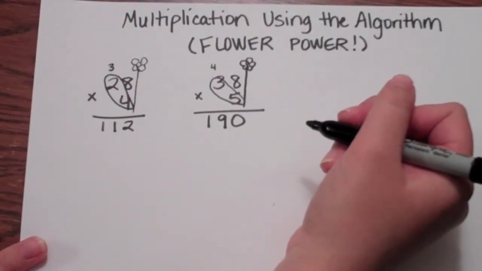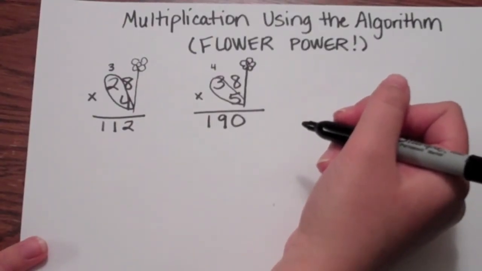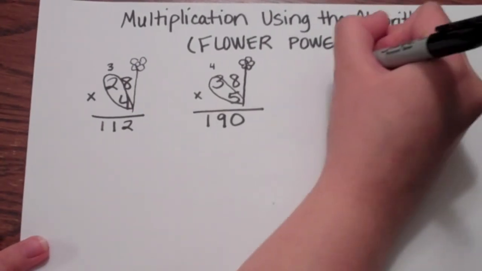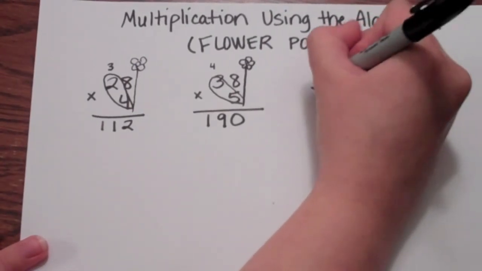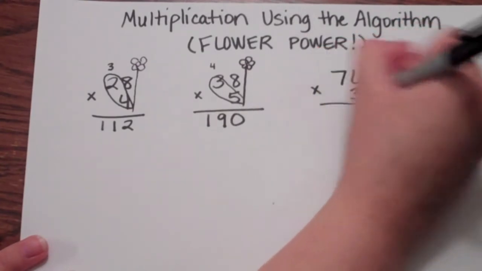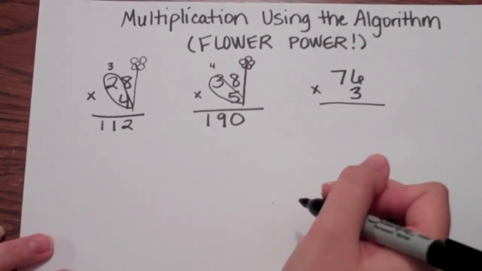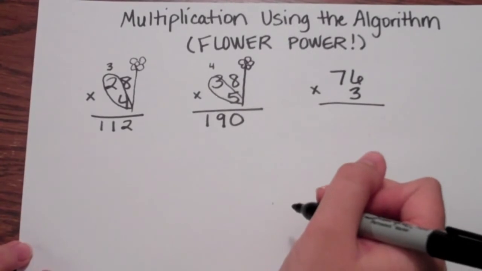Why don't you try one on your own with 2 digits times 1 digit? Why don't you try 76 times 3? Pause the video and press play when you're finished to hear the explanation.